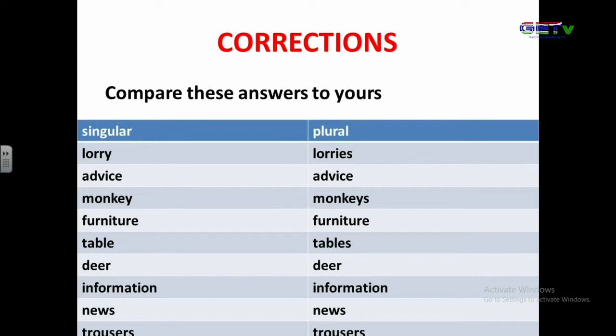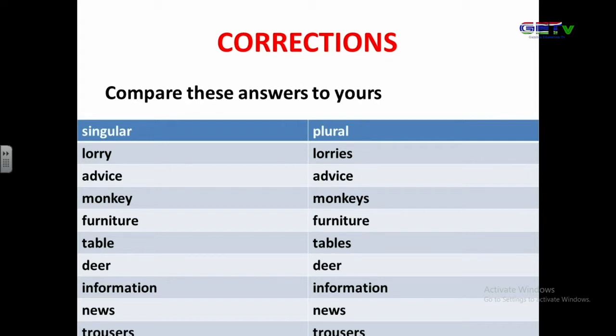So monkey, what do we do? We add s, we have what? Monkeys. So furniture remains furniture because it's zero plural. So here table, the singular form, plural is what? Tables. Dear, zero plural, you don't need to say dears. And information, zero plural, you don't need to say informations. News, you don't say newses. And again, trousers remain the same. You also say trousers. So far this is the correction, and I hope that you've done extremely well.